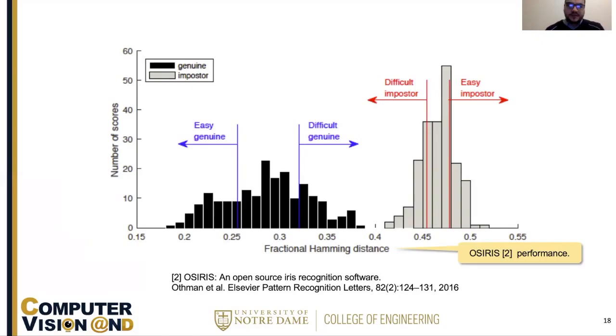So in the end, if you plot, as you're seeing here, the Hamming distance, you're going to have 2 distributions, one in black for the genuine pairs, which depict the same eye. And as expected, you expect them to have smaller Hamming distances.